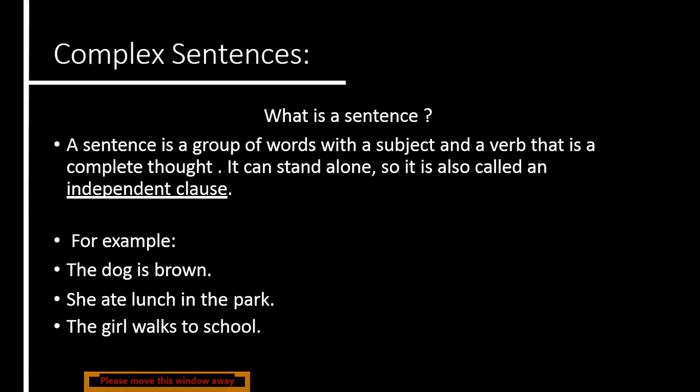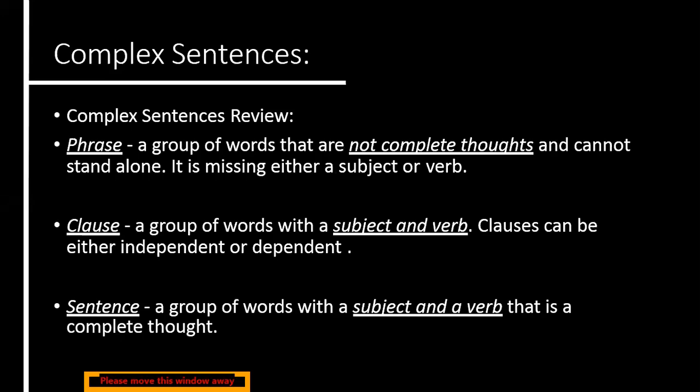Finally, what is a sentence? A sentence is a group of words with a subject and verb that is a complete thought. It can stand alone, so it is also called an independent clause. As I explained earlier, dependent and independent clauses are just sentences, but the dependent clause is an incomplete sentence. Now it is time for you to apply.